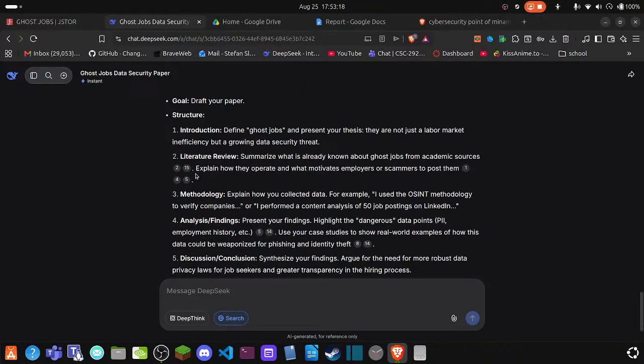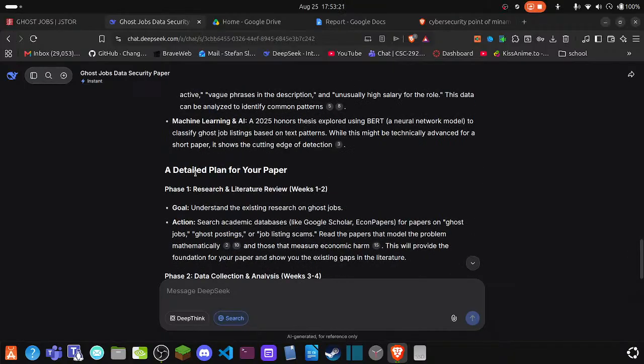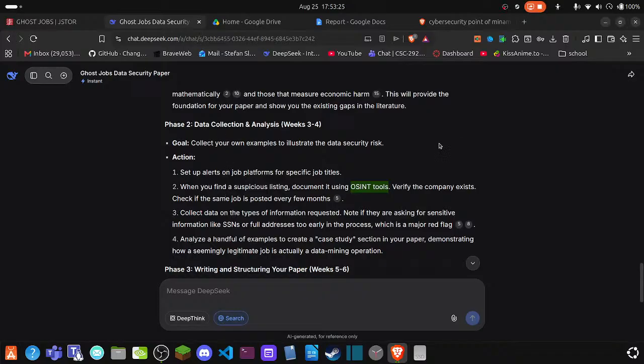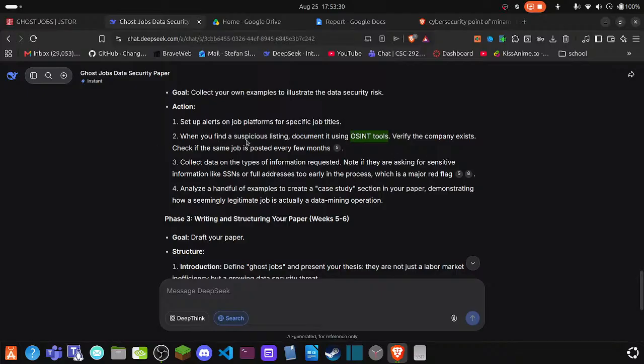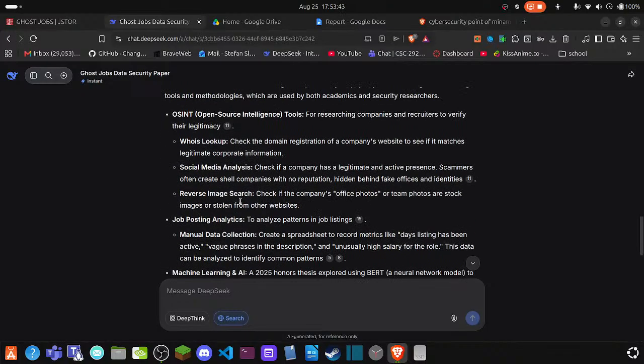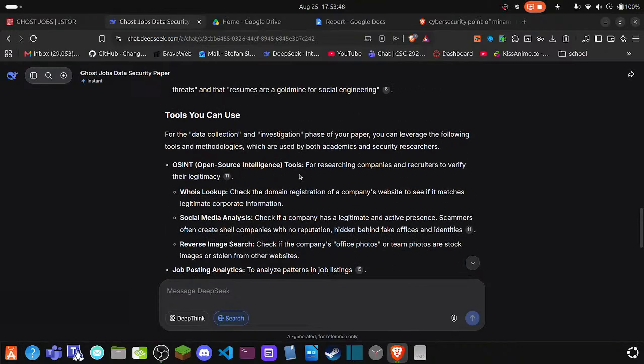Writing a structured paper is hard. So the main point is collecting my own data. It's basically fishing for bad job listings that are data mining operations or non-legitimate sources.